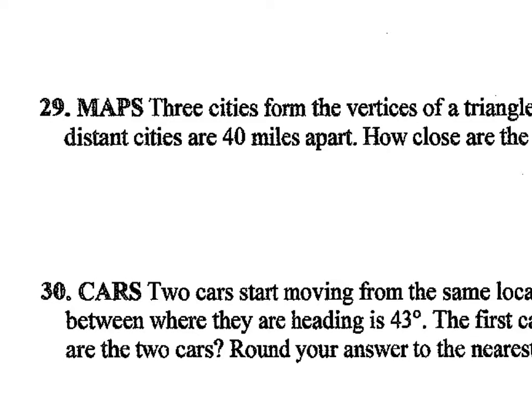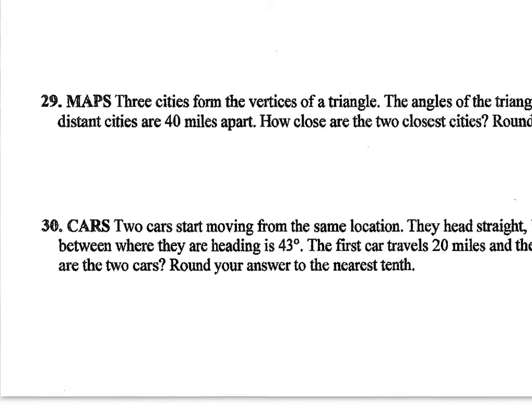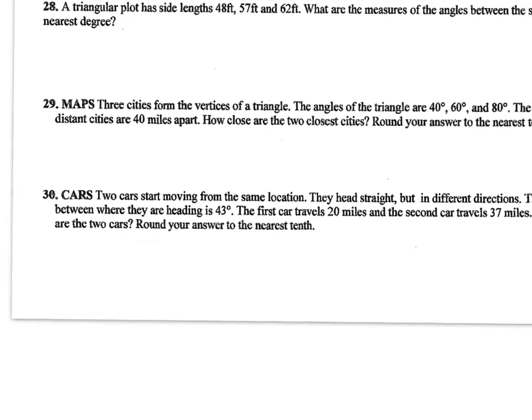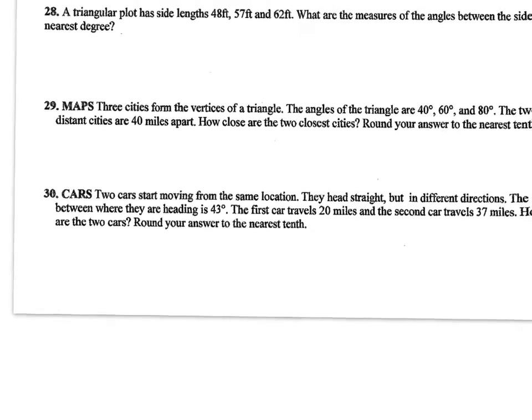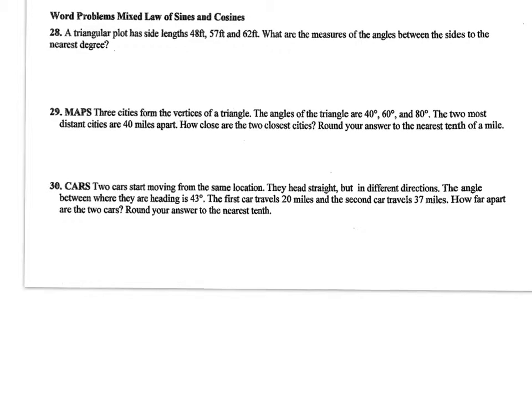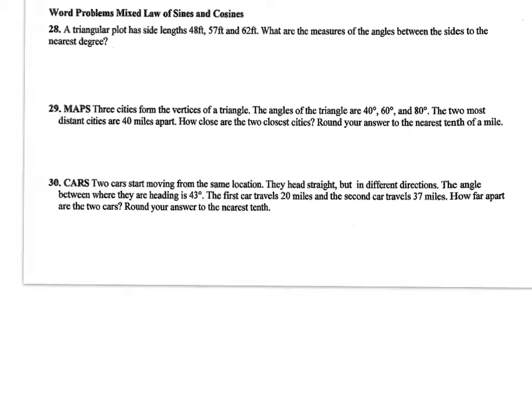Okay, problem number 29 is talking about three cities that form the vertices of a triangle. The angles of the triangle are 40 degrees, 60 degrees, and 80 degrees. The two most distant cities are 40 miles apart. How close are the two closest cities? Round your answer to the nearest tenth of a mile.